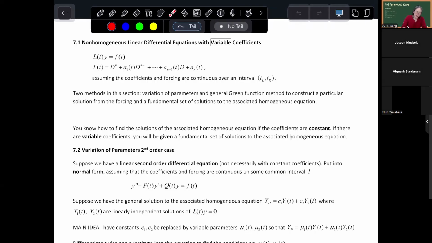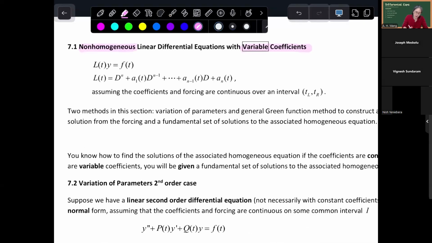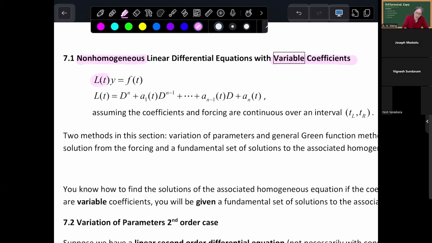All right, we are now in chapter 7, and we're going to be looking at non-homogeneous linear differential equations with variable coefficients. So last time what we had was a linear differential equation, L of t, applied to y equal f of t. So this is non-homogeneous, right? The non-homogeneous is this portion right here. And this is, of course, your linear operator.